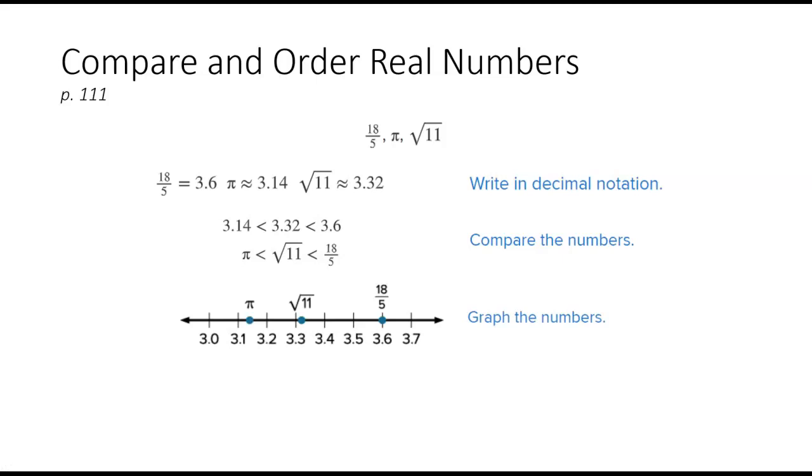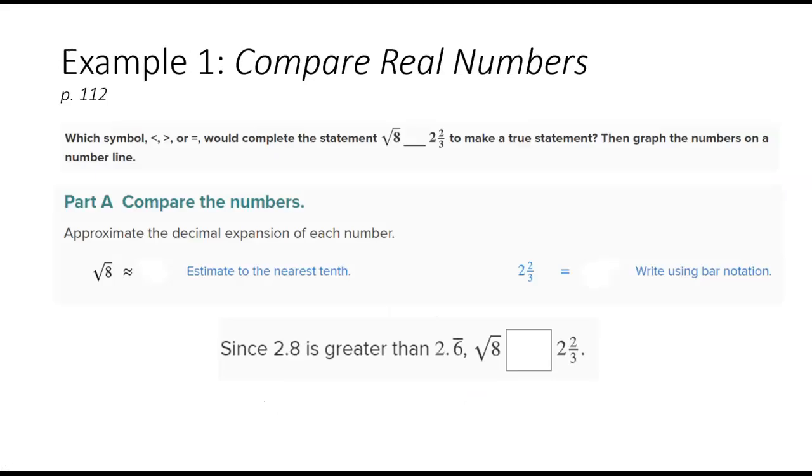We can also graph these numbers then on a number line. 3.14, pi is about here, square root of 11 is about here, and 18/5 would be right here. So we can see on the number line the order as well. That pi is the smallest, then square root of 11, then 18/5. So this is how we would order our numbers.